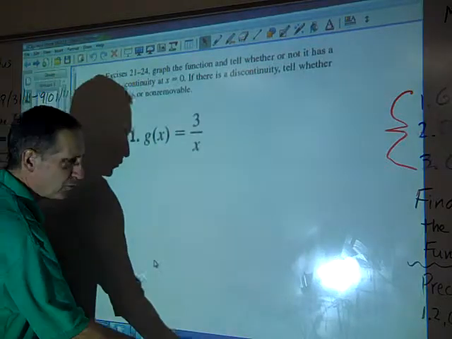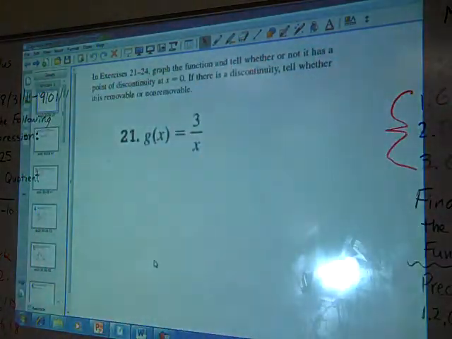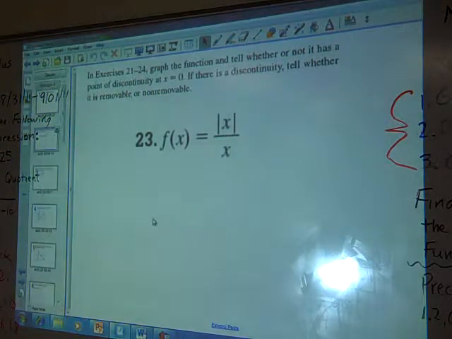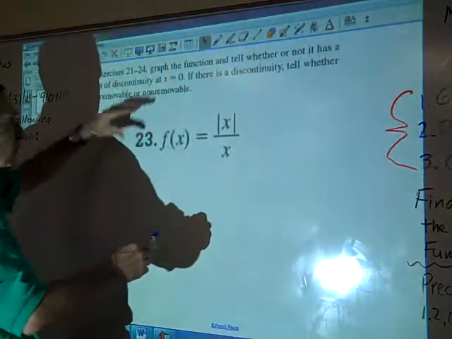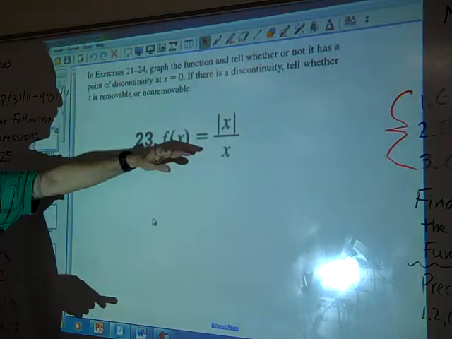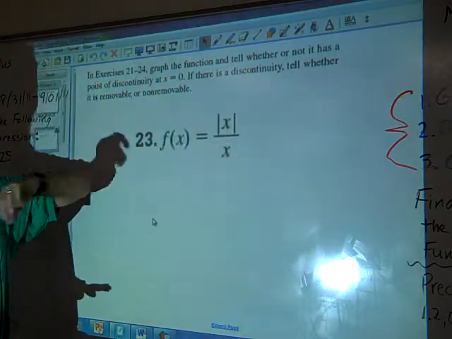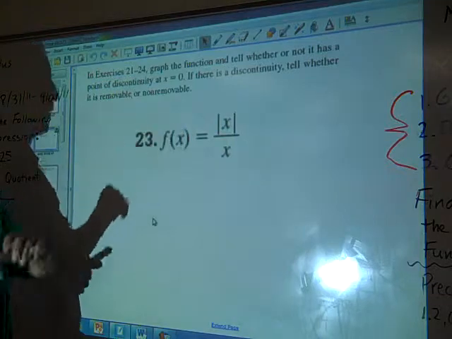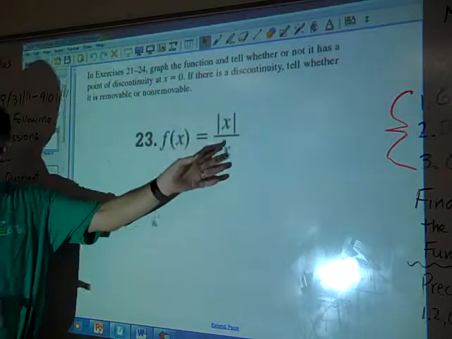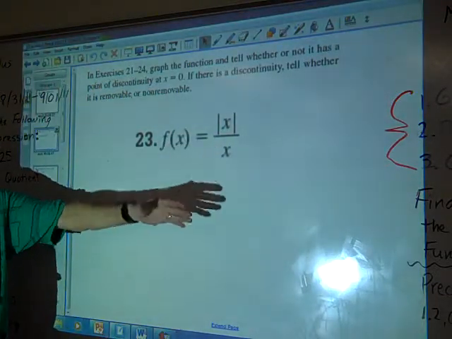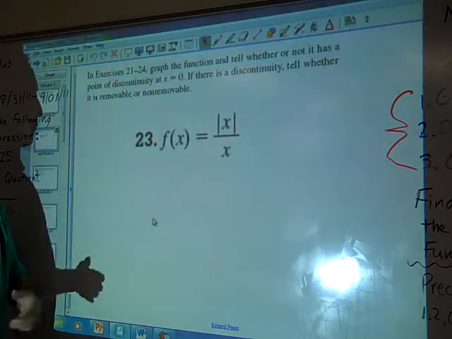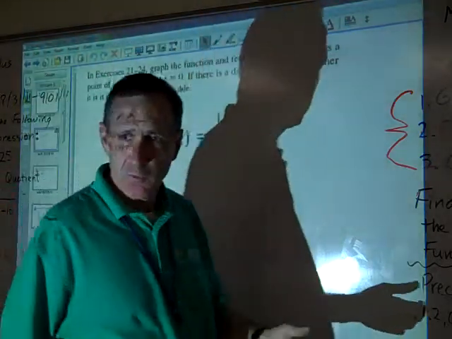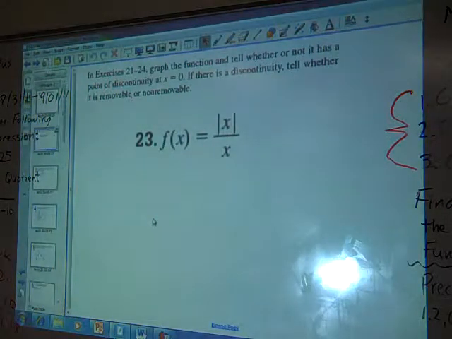Let's go on to problem 22. Actually, problem 23, then we'll go back to 22. We have this one here, same conditions, but f of x equals the absolute value of x over x. This one would be harder for me to evaluate without using a calculator, so let's try it with the calculator and see what it looks like to graph it.